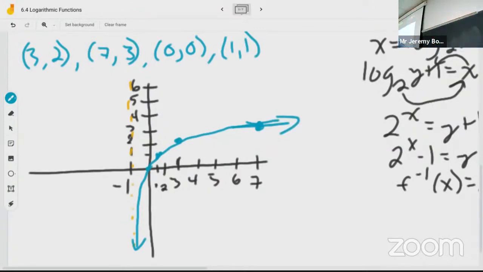And I imagine the exponential function, we could graph it. It would have 7, 3. No, 3, 7, sorry. So here, we'd have 2, 3. We have 0, 0. So my exponential function probably comes like that. So that would be the inverse there. But you don't need to graph that. I'm just showing it to you so you can see the relationship there.